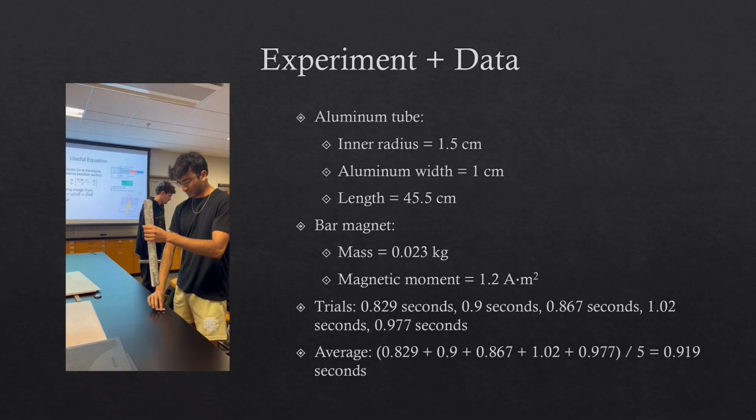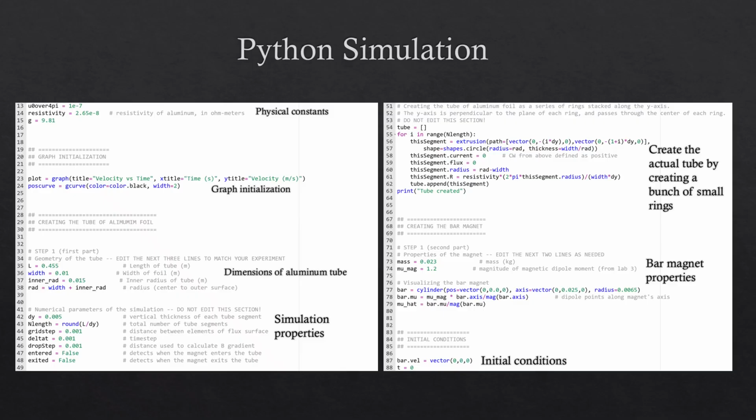After summing up all the trials and averaging them, we found that the average time for the magnet to fall through the tube was 0.919 seconds. And here's our computational simulation and the code that I wrote for it.